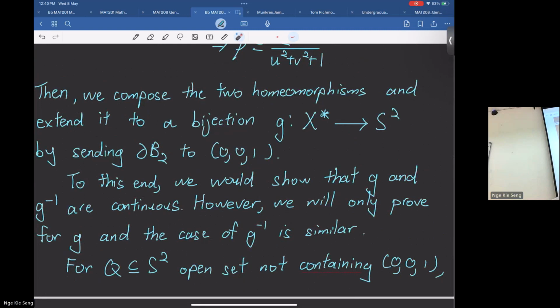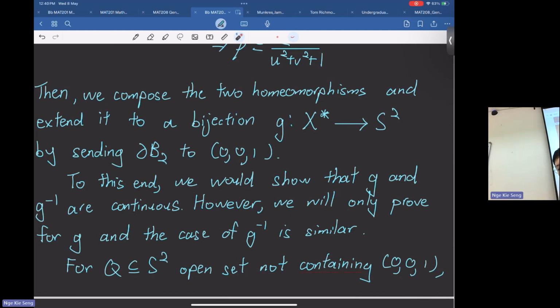Okay. And then to show that something G is continuous, you need to show that for every open set in the codomain, the pre-image is open. So there are two kinds of pre-image you need to discuss here, whether the open set includes the North Pole or not. Is the inverse image open in both cases? Okay, both open. Good. It is continuous. Does it make sense?